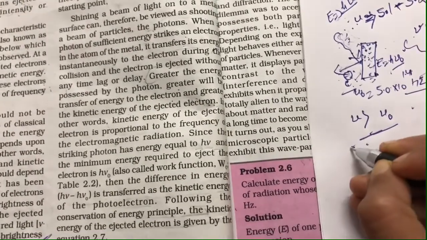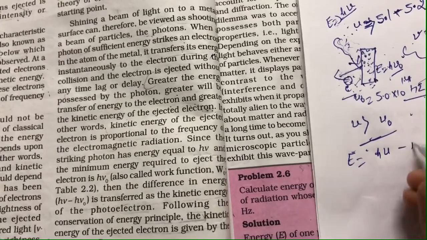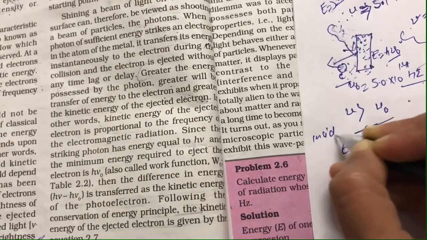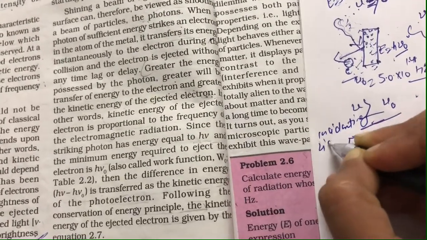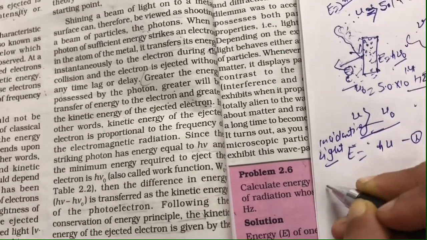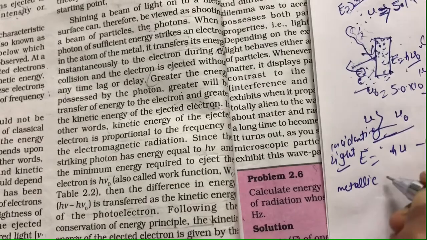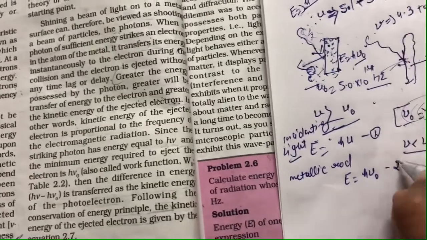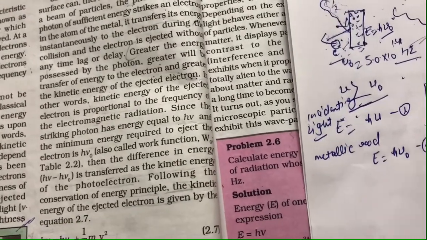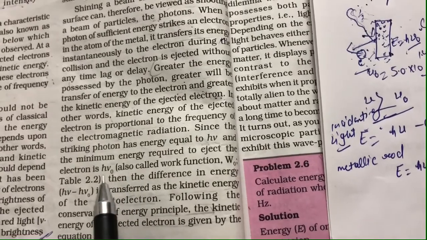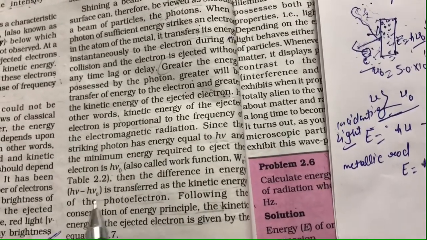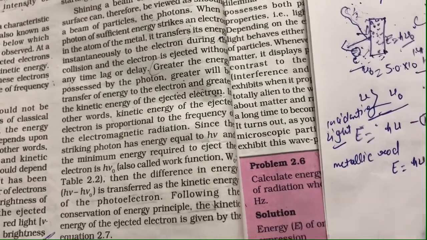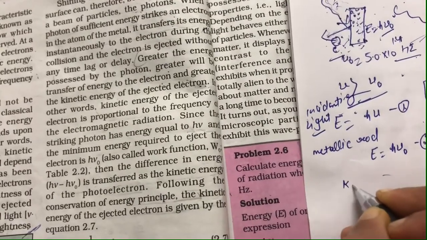Clear? So for the incident radiation the value is h into nu, and for the metallic rod the energy is equal to h into nu naught. That is the second expression. Clear? So now you can see that the difference in energy is transferred as the kinetic energy of the photoelectrons. Normally kinetic energy KE is equal to half mv square.